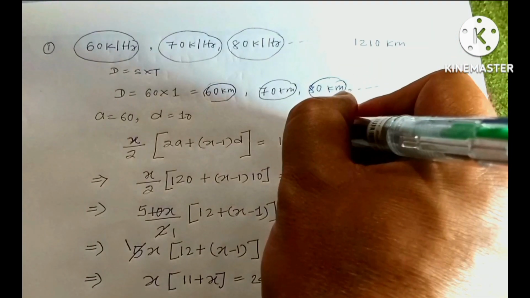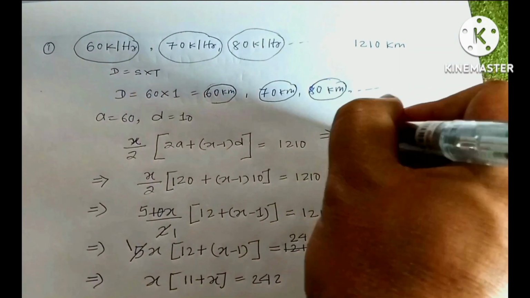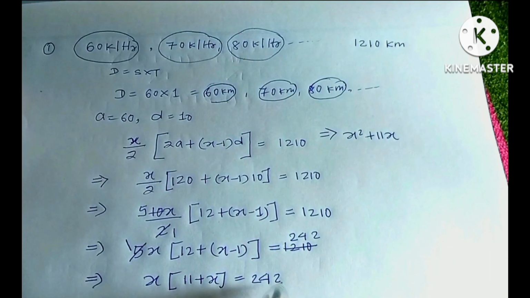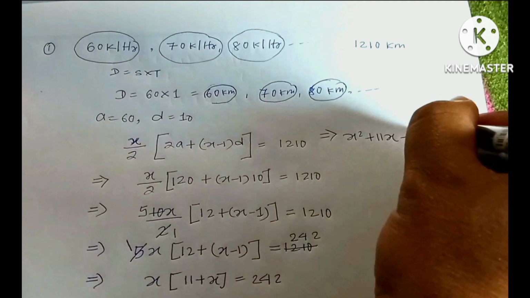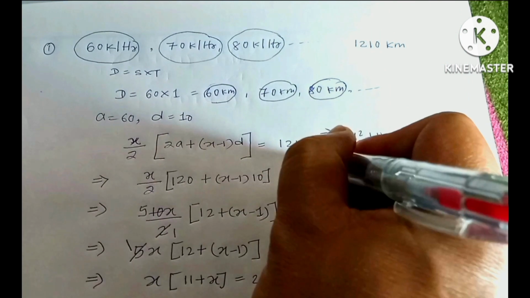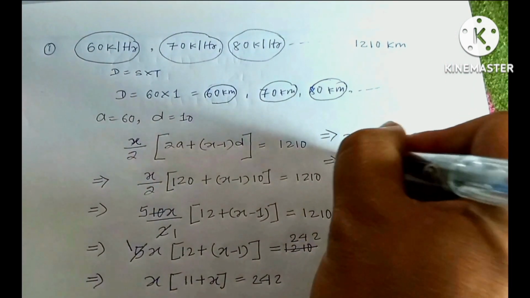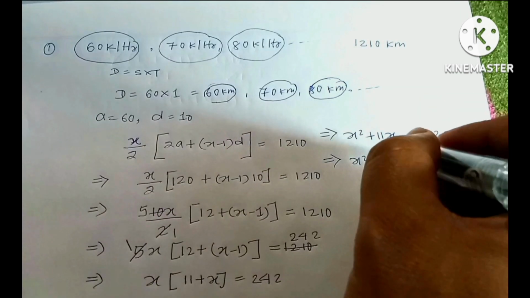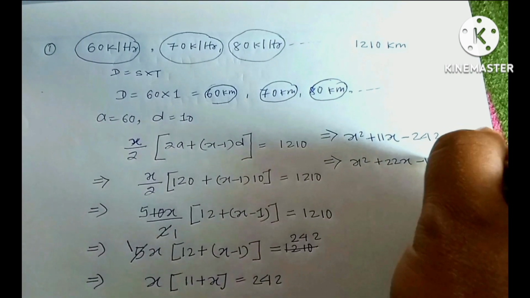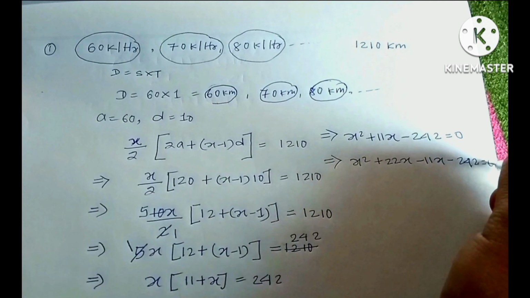Now we can continue here. So it becomes x into x, x squared, 11 into x, 11x. We can bring 242 to the left hand side, and it becomes x squared plus 11x minus 242 is equal to 0. It's a quadratic equation. We can solve it for the value of x. We can do middle term break here. So it becomes x squared plus 22x minus 11x minus 242 is equal to 0.